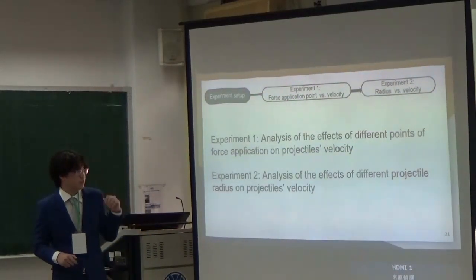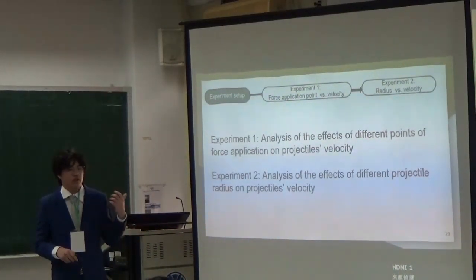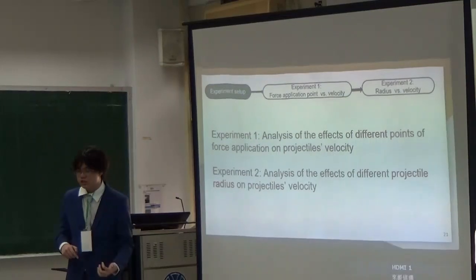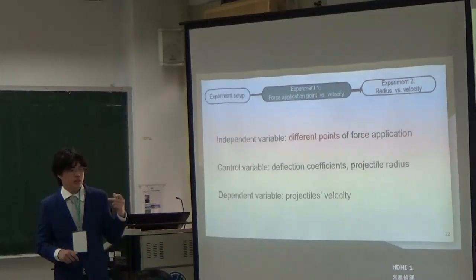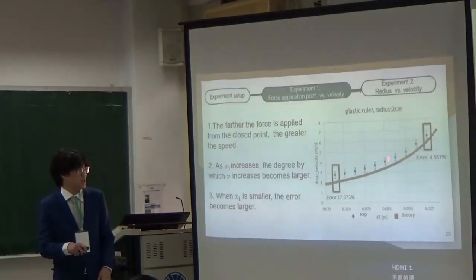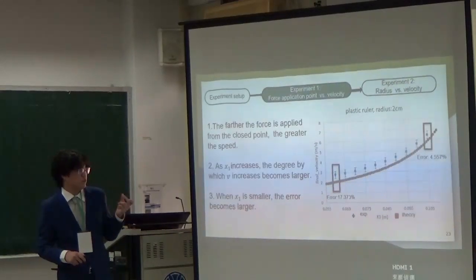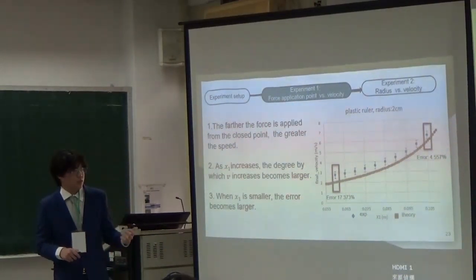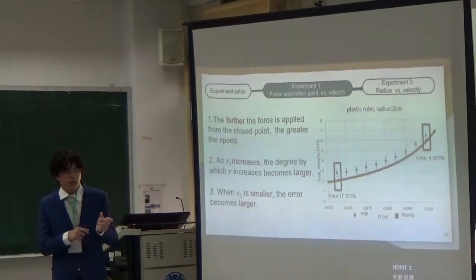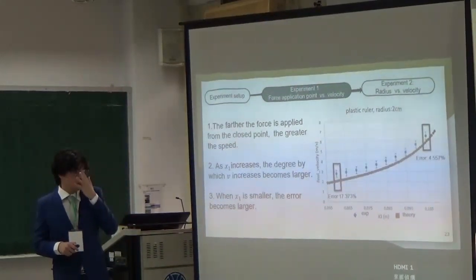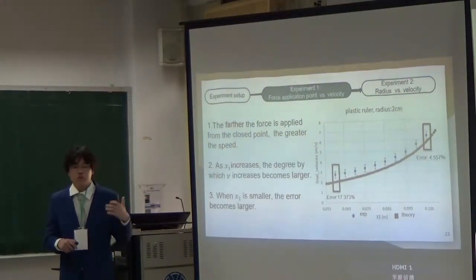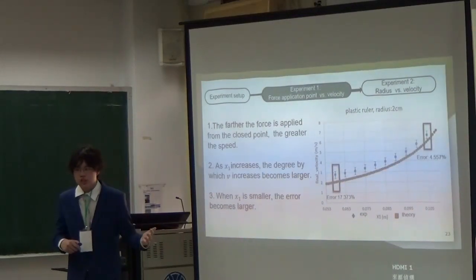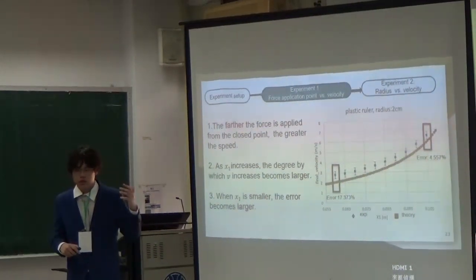The first is to discuss the different force application points, and the second is to discuss the different projectile radius. In the first experiment, my independent variable is the different points of force application. As you can see in the diagram here, the farther the force is applied from a close point, the greater the speed. This is because if the force is applied too far, to reach the successful ejection condition I have to apply more force, and more force will contribute to a greater acceleration, and greater acceleration will contribute to a greater velocity.